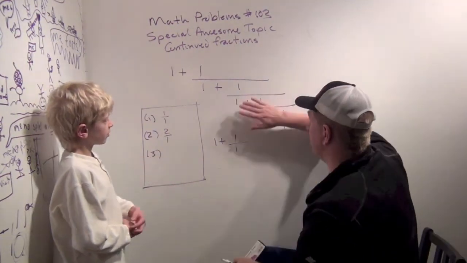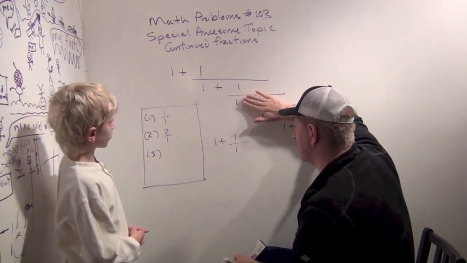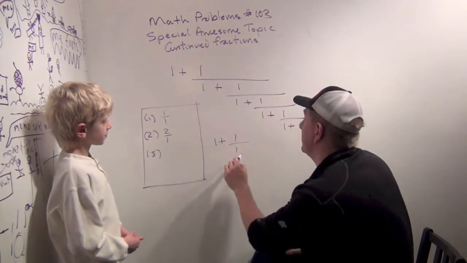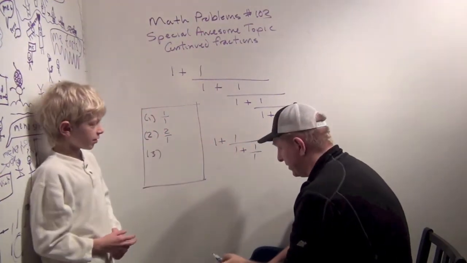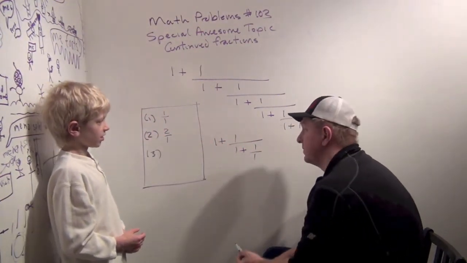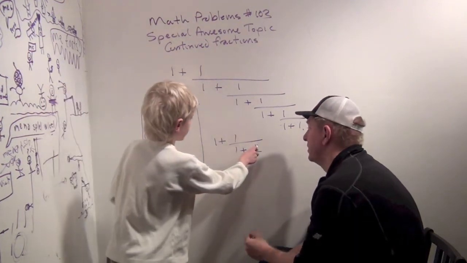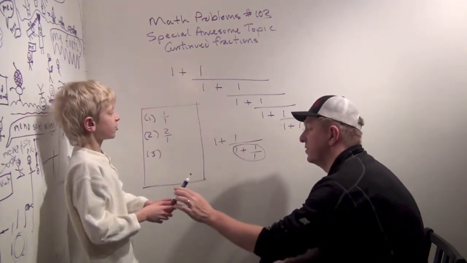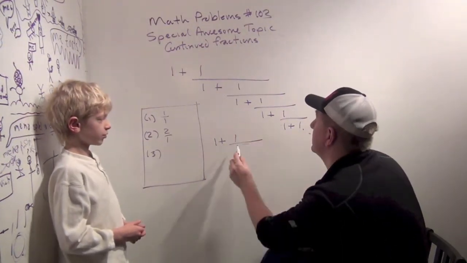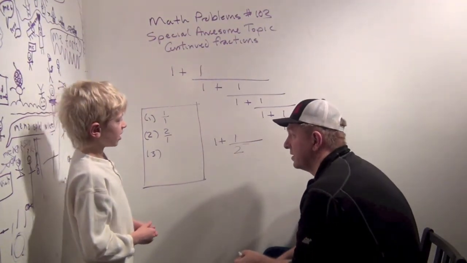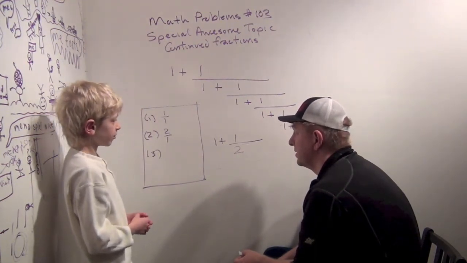Step 3 goes to here. 1 plus 1 over 1 plus 1 over 1. Alright, let's go slowly on this. What's the first thing you have to evaluate? It's 1 plus 1 over 1. Can you circle that for me? Because it's down here. Okay, what is that equal to? It's 2, so this is the same as 1 plus 1 over 2.